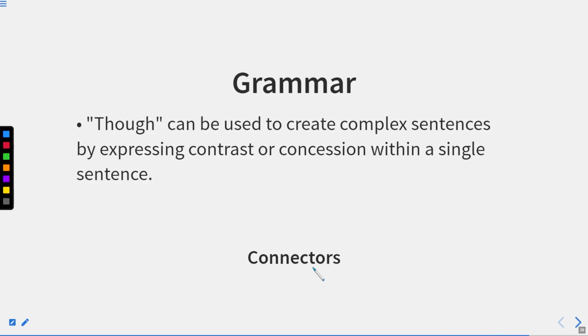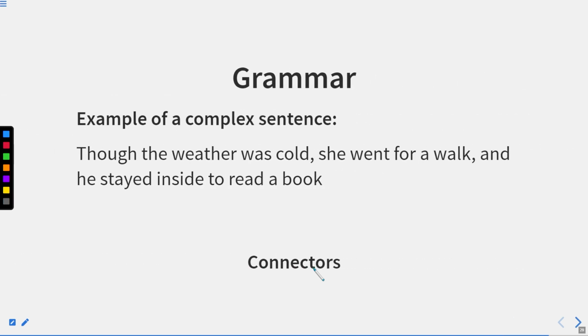Though can be used to create complex sentences by expressing contrast or concession within a single sentence. How? Example of a complex sentence: though the water was cold, she went for a walk and he stayed inside to read a book. So we can also make complex sentences with the help of though. But here in the sentence, we are making the complex sentence using the word and, and one statement is using though. It means three clauses can be mixed or joined using several conjunctions or prepositions.